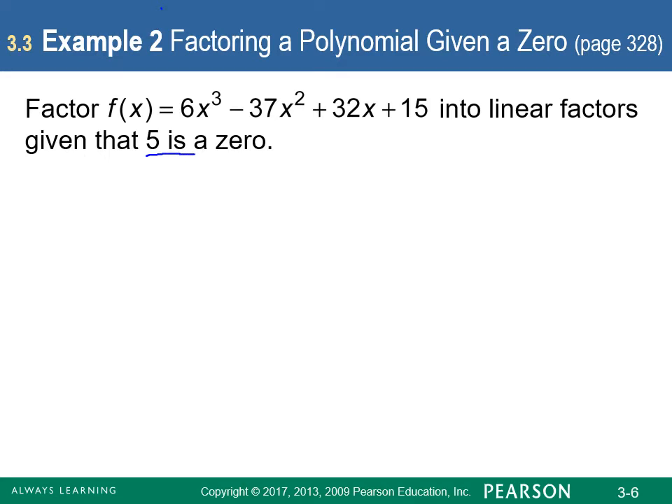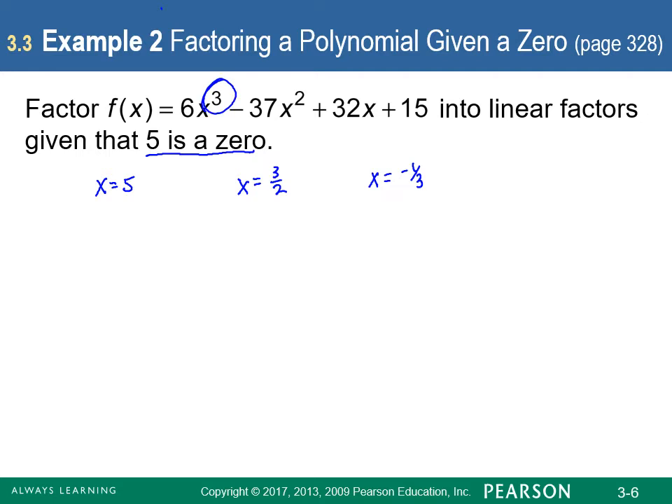In addition to the x equals 5, we now know that we have x equals 3/2 and x equals negative 1/3. So those would be our 3 zeros.